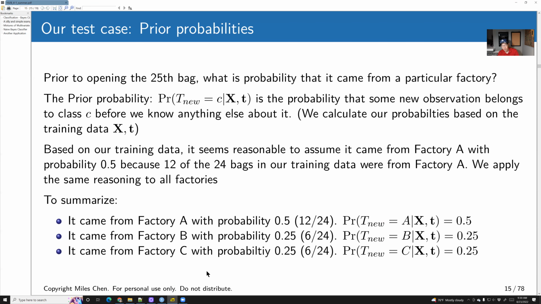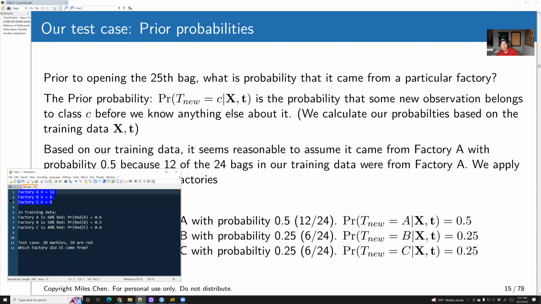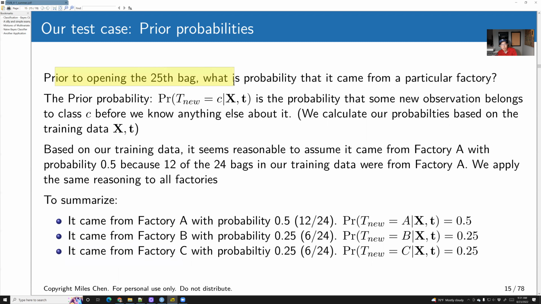But now we need to take into account the prior probabilities. If I didn't open the bag and didn't look inside what was in there, and I just said, hey, which factory do you think it came from? Well, we would say factory A is producing like half of our bags. So prior to opening the bag, we might have guessed factory A, okay? So prior to opening this bag, what's the probability it came from a particular factory? This prior probability is just the probability that some new observation belongs to a class C before we learned anything else about it.